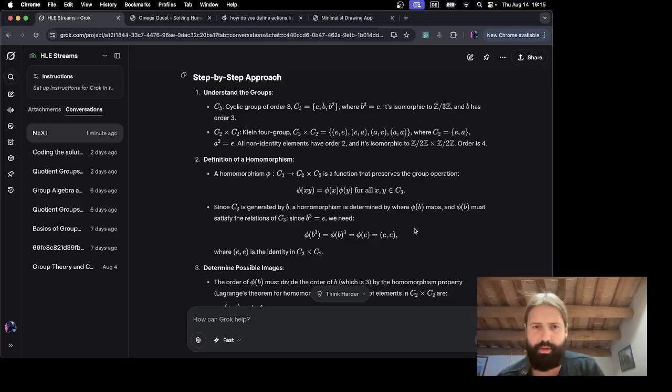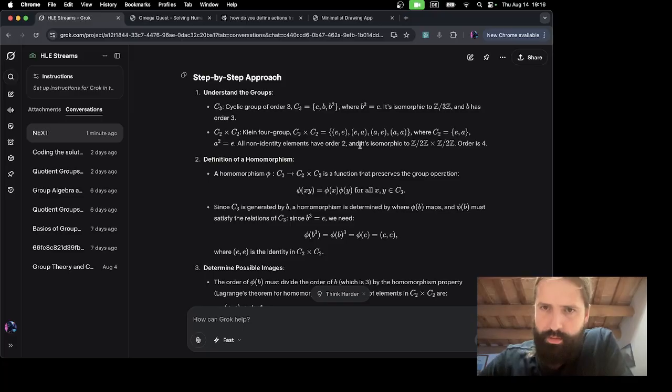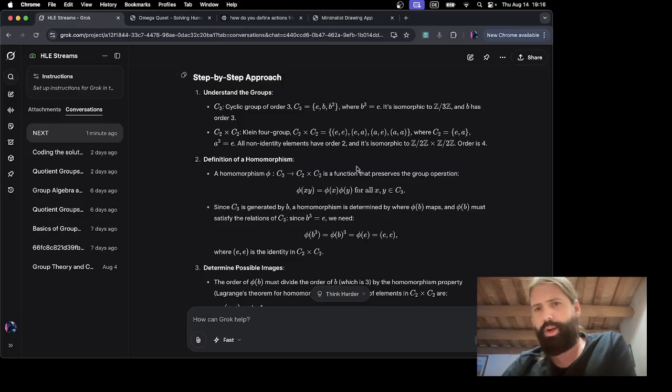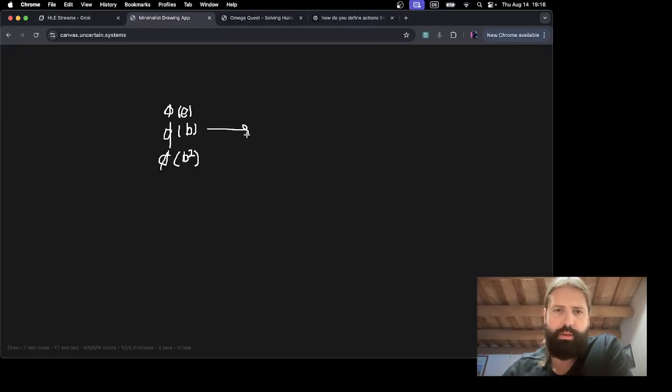So we only need to map B. That's where I think... Don't we need to map the 3 elements, not just the generator? So phi E is clear, it's phi EE, and then phi B needs to be one of these 3 for this to be non-trivial. So let's just do one by one. Let's assume B maps to EA. Oh, I can't do it like this, because I don't have a mouse.